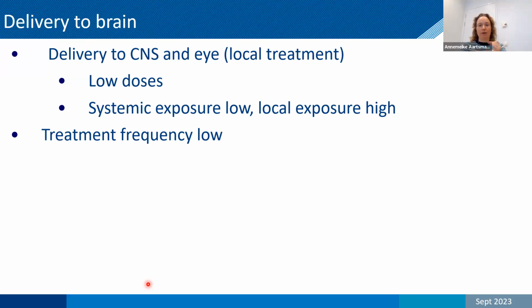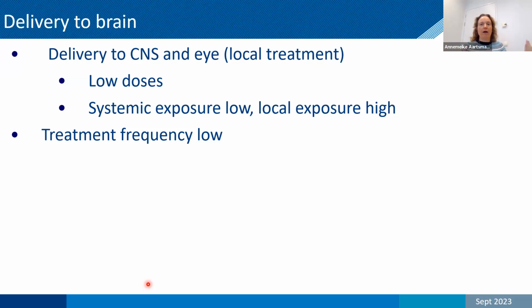What we know now is the AONs, if you inject them in low doses locally, the cells from the central nervous system or the cells from the retina in the eye will take up the AONs very efficiently, and it will distribute throughout the central nervous system and throughout the retina. So that is very efficient, and then you get low exposure to the other tissue.